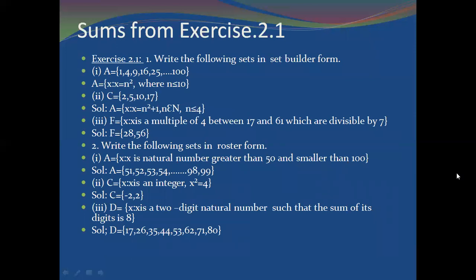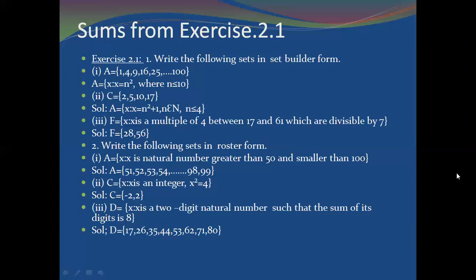Now you see some of the sums explained from exercise 2.1. Some more examples of the set builder form and the roster form. Already in the first session, you learned how to convert set builder form to roster form, as well as roster form to set builder form. So here I have some more, these all are from the exercise sums. So let us discuss them.